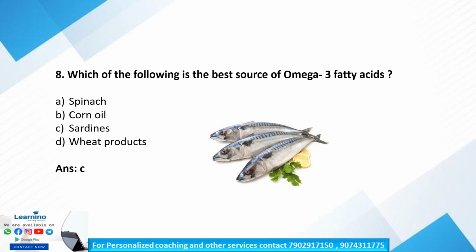Which of the following is the best source of omega-3 fatty acid? Okay, it is option C, sardines. This is the fish called sardine. Sardine is a type of fish. It is a nutrient rich, small, oily fish widely consumed by humans, high in nutrients.